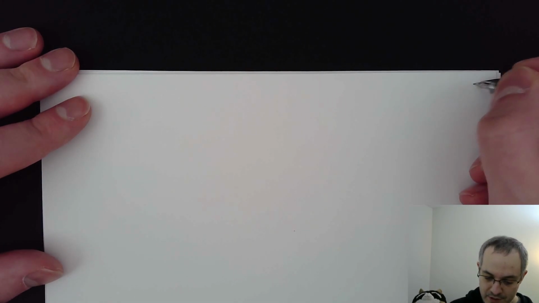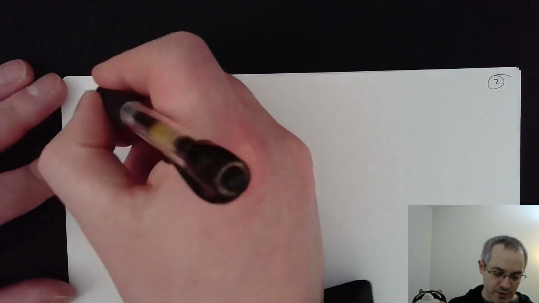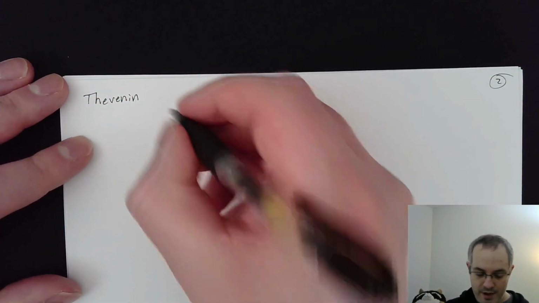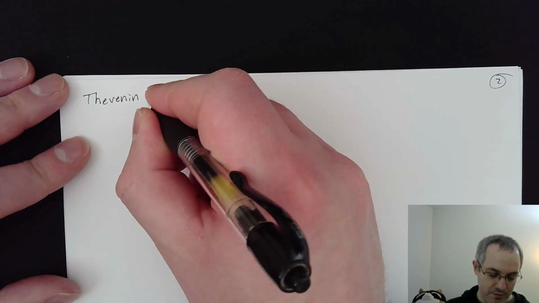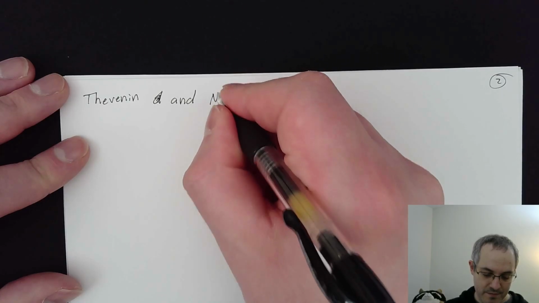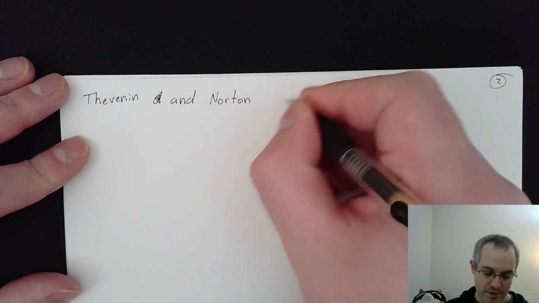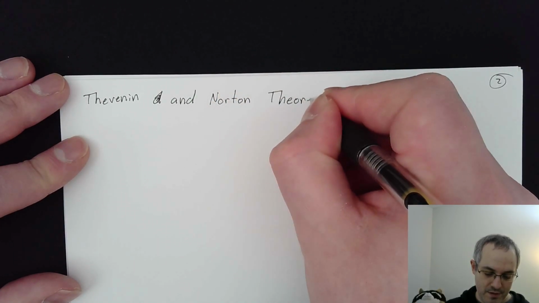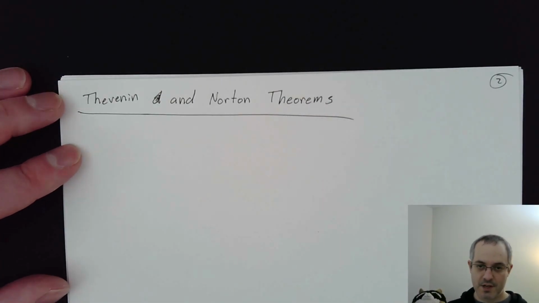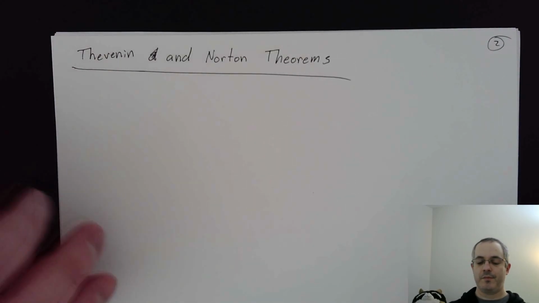Before we do an example, I just want to mention what is Thevenin and Norton theorem then, because they're extremely related to each other. So Thevenin and Norton theorems. It's technically two different ones, though I don't know why.